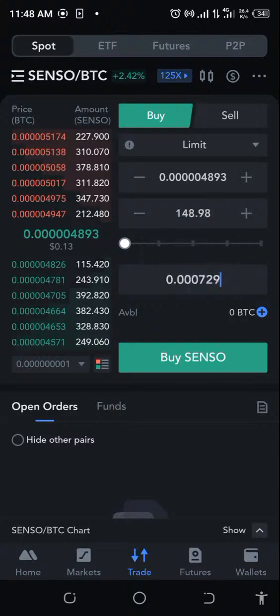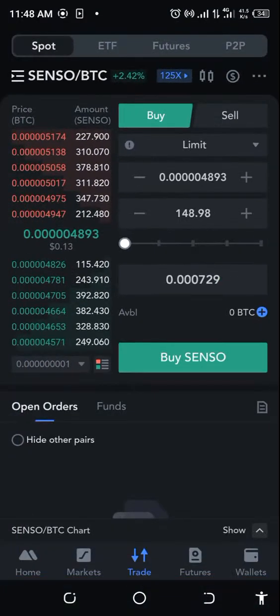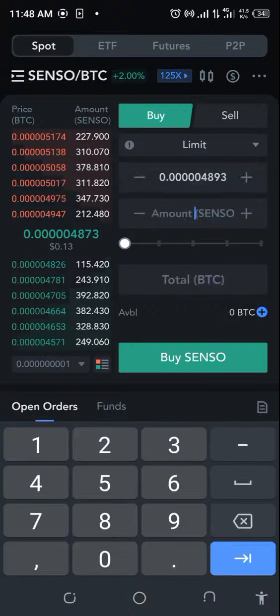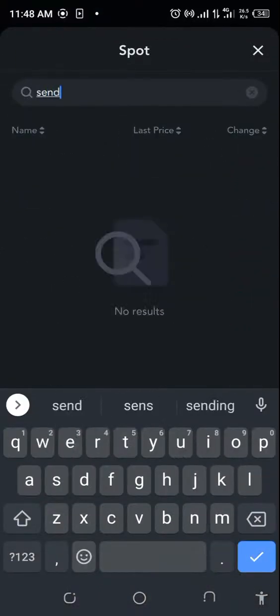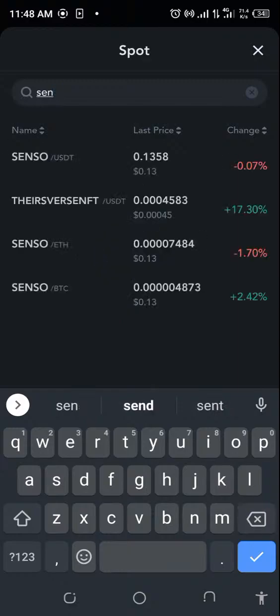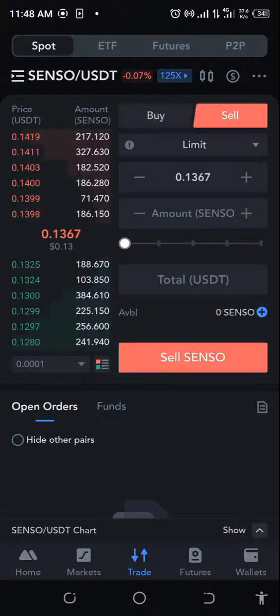Oh, you can see it's not even making sense. Can you see this? 148. No, no. But let's just finish up the process, okay? Go back to Senso. Senso USDT, all right? Okay, so I want to sell the Senso now.